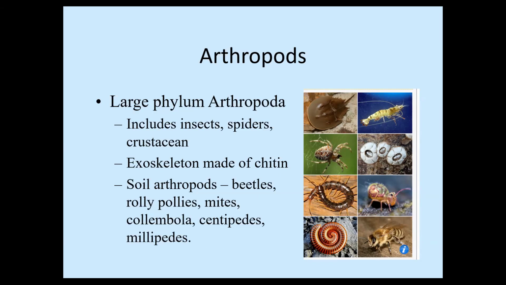Things that we would find on the soil surface include beetles, roly-polies, which actually are crustaceans. They're not bugs at all. They're one of the only crustaceans to make it onto land. A bunch of soil mites, Collembola, which I'll go into in more detail, and then centipedes and millipedes.